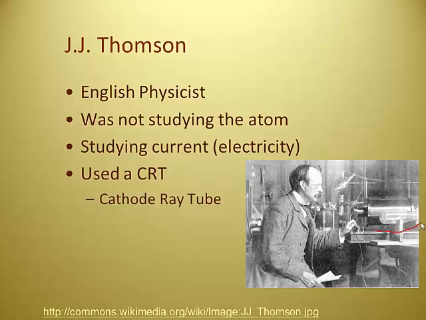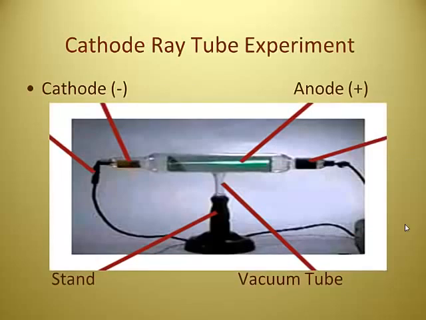And if you look here, you can actually see that he's sitting next to his cathode ray tube, and you can see 2 wires coming off of it right here. Our cathode ray tube that we have in class doesn't quite look like that. It looks a little bit more like this. It's a glass tube. And what's inside of it? It's a vacuum, isn't it?